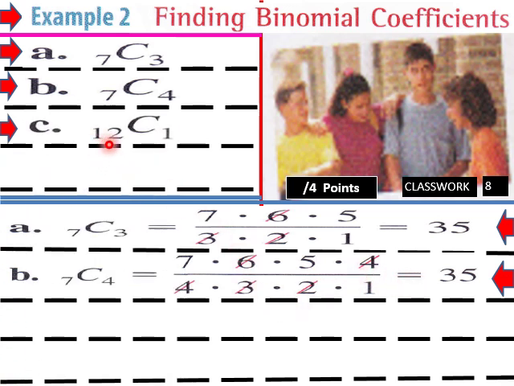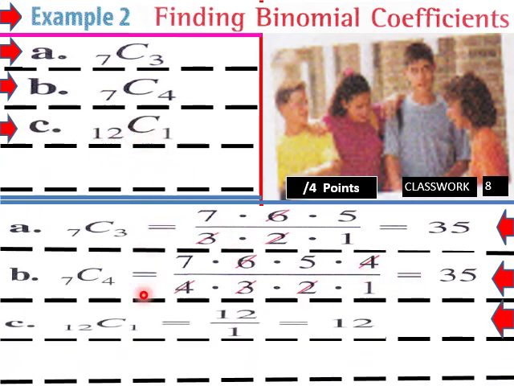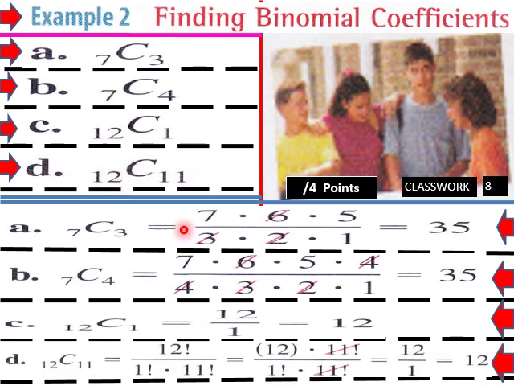And then this one here, 12 choose 1, will just be 12 over 1, by the way. And then for D here, 12 choose 11. That would be factoring, again, 12 factorial over 1 factorial times 11 factorial. And then 11 factorial here, 12 times 11 factorial, these will factor down, and you just end up with 12 over 1 factorial, which would equal 12.